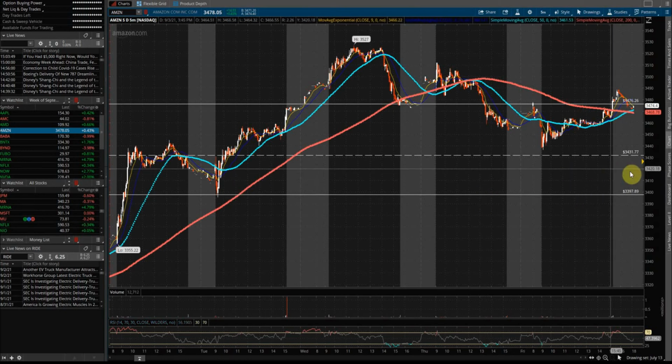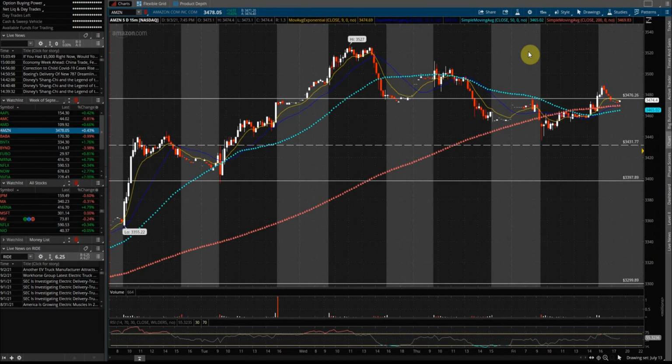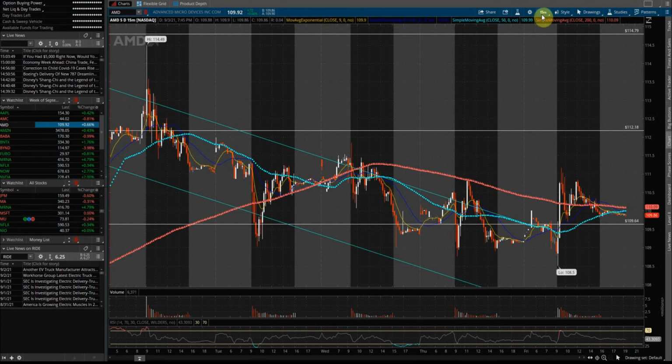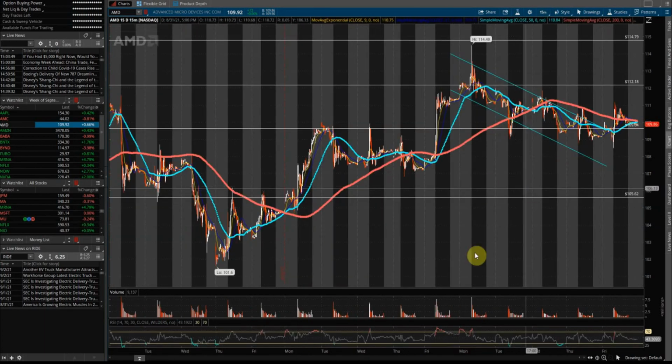RSI is just an indicator that you've got to use in conjunction with other things. When an RSI is high, it doesn't mean that you need to sell necessarily, but it does mean that you need to be on the lookout for the exit. You've got to be ready to exit because it can pull back pretty hard.